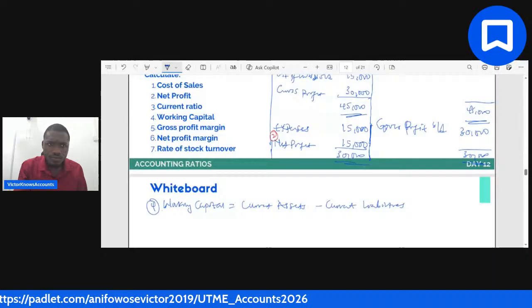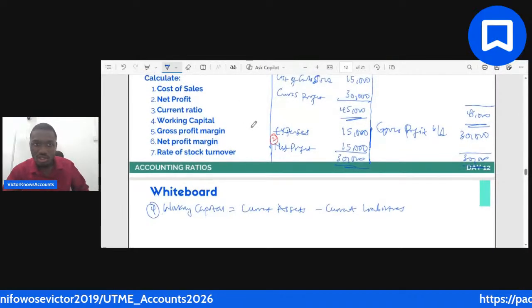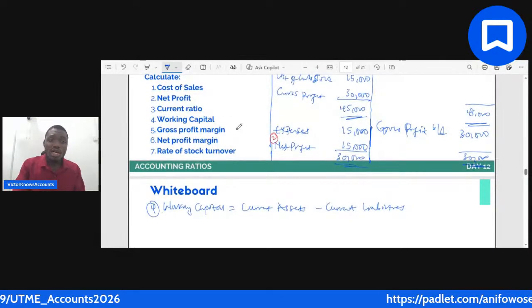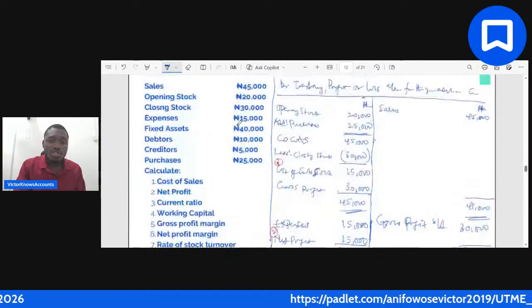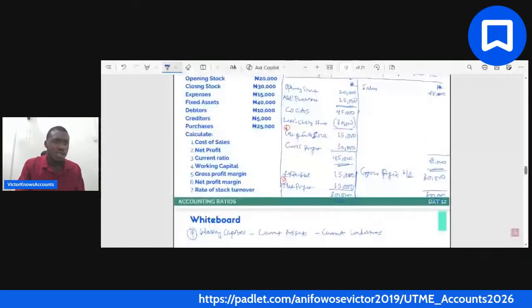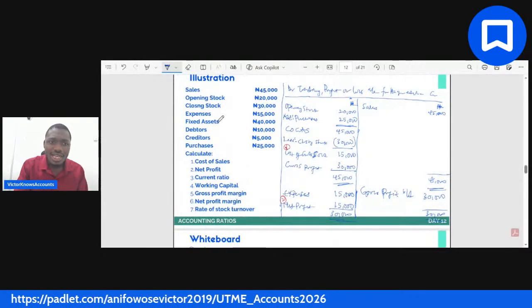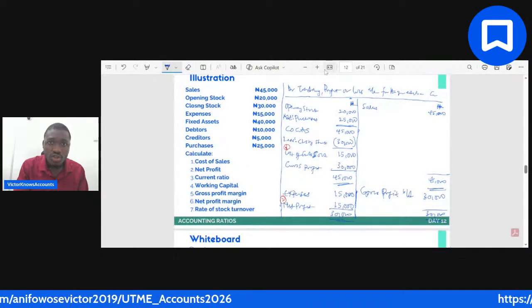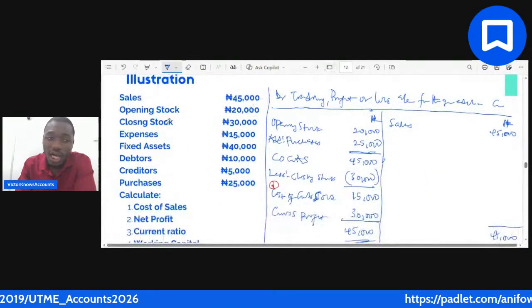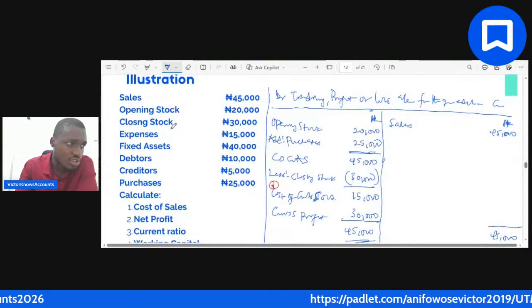All right. Then we have gross profit margin. We can calculate gross profit margin. Of course, you can calculate working capital too. To calculate working capital, we have to add current asset, then deduct current liability. So let's look at it here.